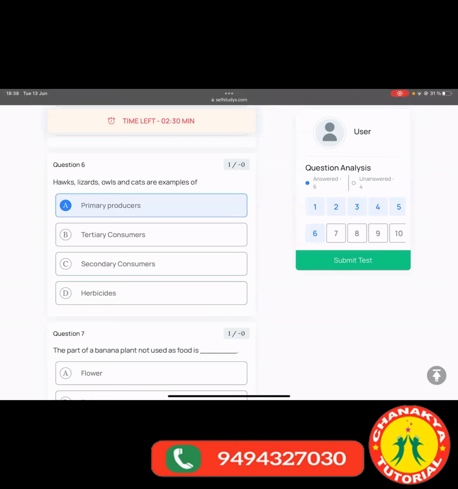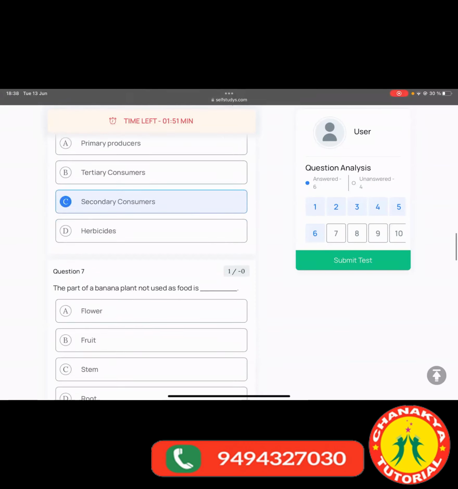Ma'am, is it P or A? C or A? I already told you A will completely come only for plants. So the option is C. C, very good. Secondary consumers, because hawks, lizards, owls, and cats are again animals that can be consumed by another animal. Lizards can be eaten by frogs. Owls can be eaten by vultures. Cats can be eaten by higher animals like lions. Hawks can also be eaten by vultures and eagles and bigger birds.